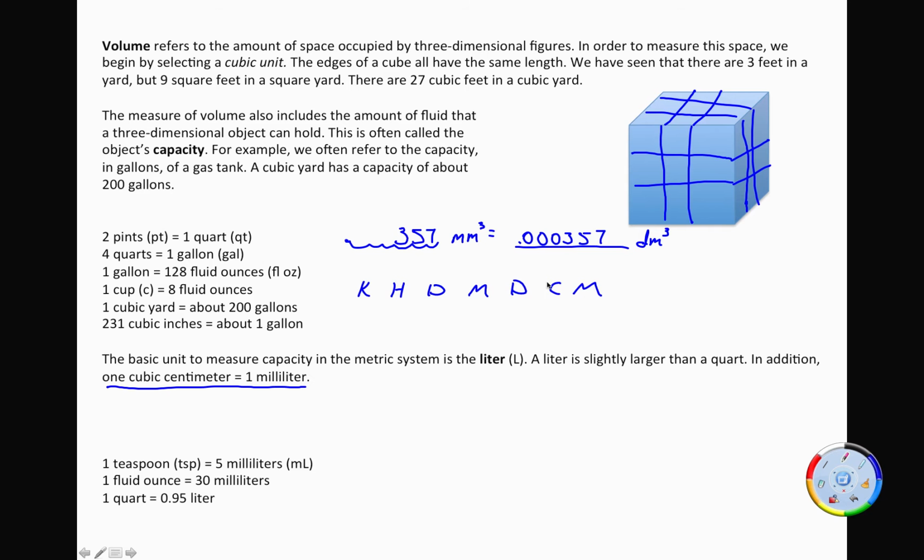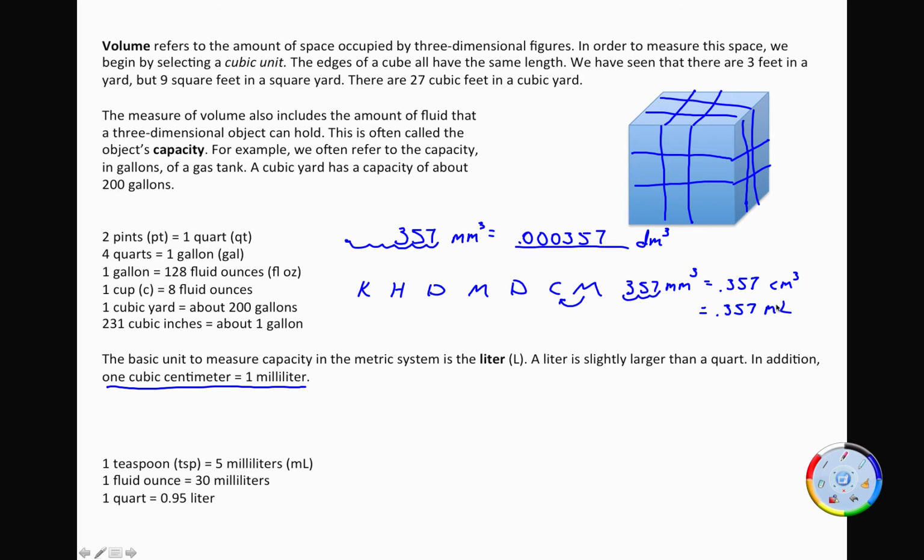All right, I'm starting with millimeters. Just one place, but because it's cubed, I'm going to move it 1 times 3, or 3 places. So this is the equivalent of 0.357 cubic centimeters, but a cubic centimeter is a milliliter. So this is 0.357 milliliters.